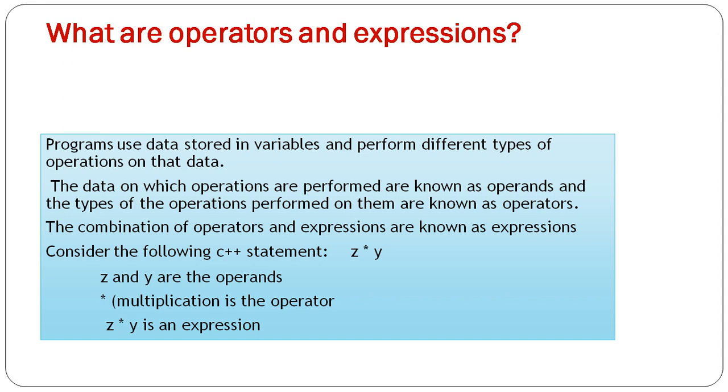Programs use data stored in variables and perform different types of operations on that. The data on which these operations are performed are known as operands, and the type of the operations performed on them are known as operators. For example, let us take x asterisk y. This is an expression. In this, the asterisk is the symbol which is an operator, and x and y are the operands.